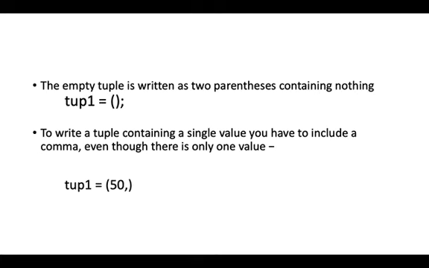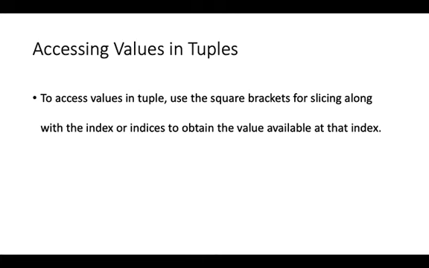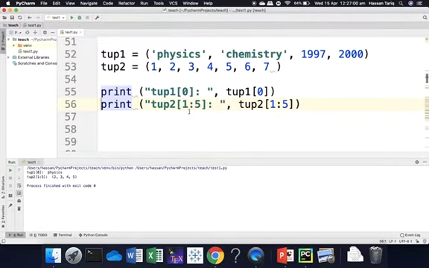Another condition that we have to meet while declaring a tuple is that we have to include a comma even if there is a single value in the tuple. So these are the two conditions related to declaring tuples. How can we access the values in tuples? To access the values in tuples, use the square brackets for slicing along with the index to obtain the value available. We have already seen that in the example: within the square brackets provide the index position, and the value will be accessed.